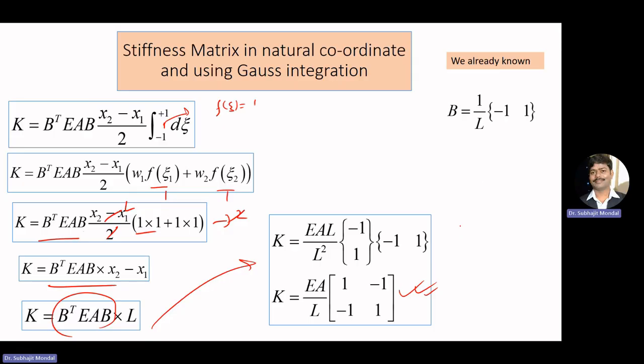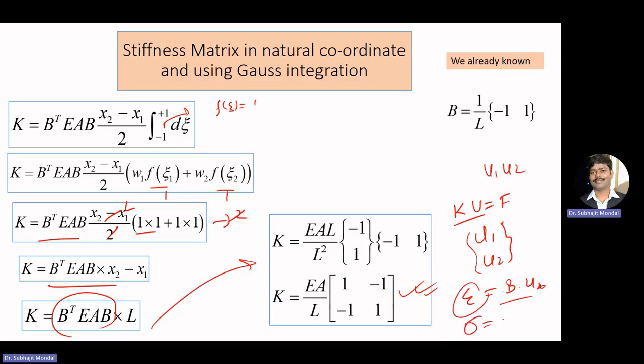And if you want to calculate the stress and the strain, what you need to do is first find the displacements at nodes u1 and u2. For that, you need to write F is equal to K times u, or K times u is equal to F. Once you apply the boundary condition and solve it, you can find u1 and u2. Once you are able to find u1 and u2, then we can find the strain. Strain is nothing but B times your u1 u2, and once you find the strain, you can find the stress like this. Stress is nothing but E times epsilon.